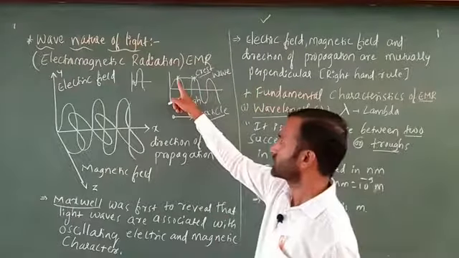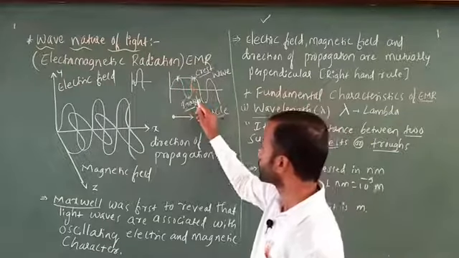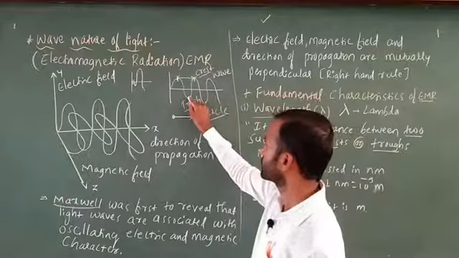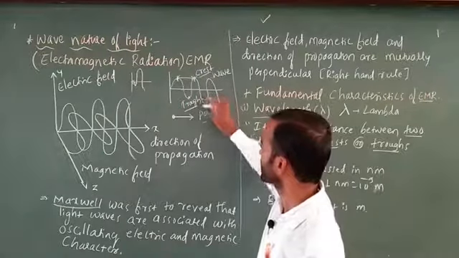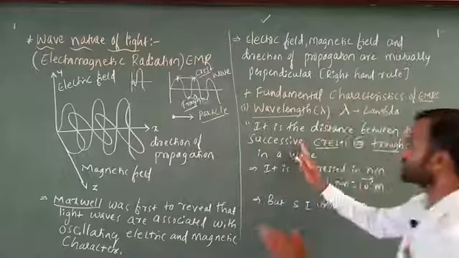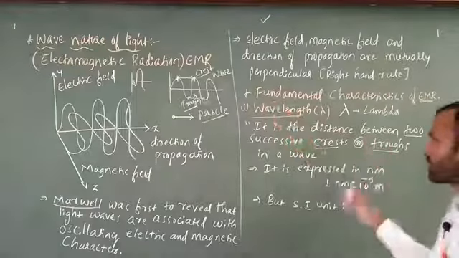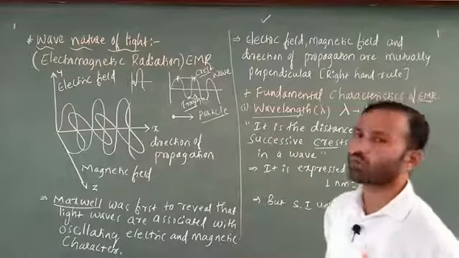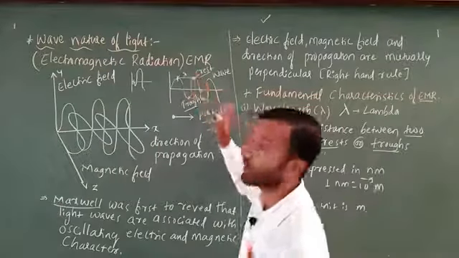Here in this case, the difference between two successive crests or two successive troughs. If you want, you can write upside like this. Okay, this distance is what? Lambda. The definition is very simple. It is the distance between two successive crests or troughs in a wave, that is called what? Wavelength. This is what you are going to call wavelength.